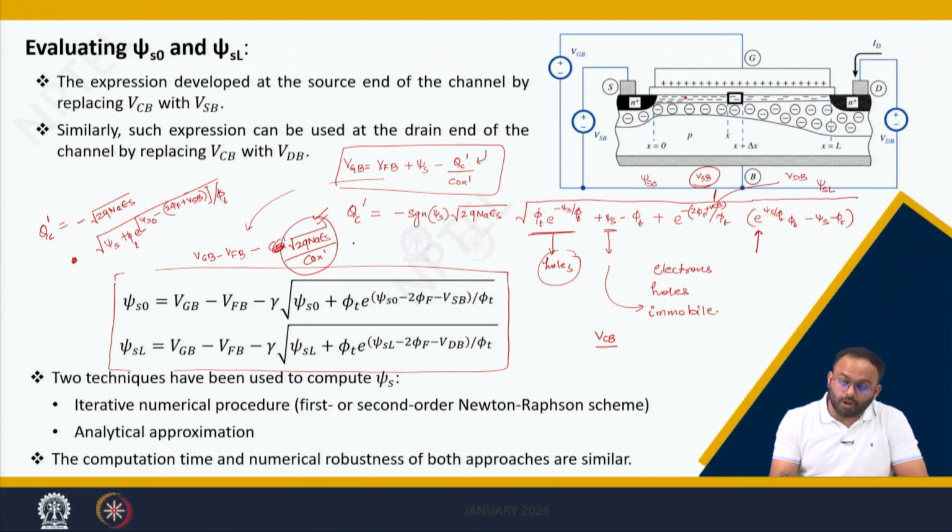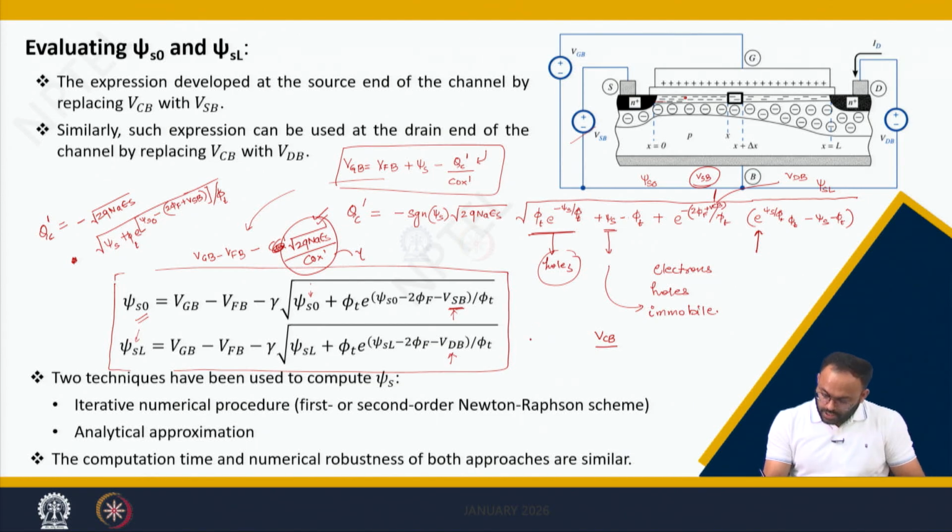This quantity is all well defined as gamma. So, ultimately you will get an expression that VGB minus V flat band voltage minus gamma times of psi S0 plus phi t e to the power of psi S0 minus 2 phi f minus VSB by phi t. So, when we are talking about the surface potential near source channel junction, we are taking VSB because it is influenced by this voltage. Similarly, when we are talking about VDB, then we are writing psi SL.